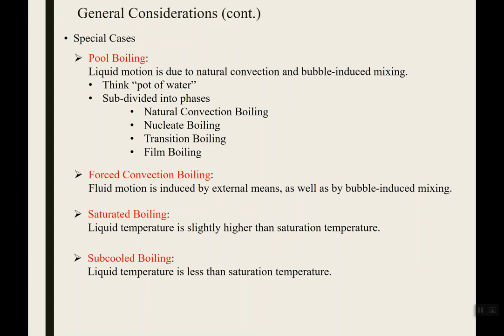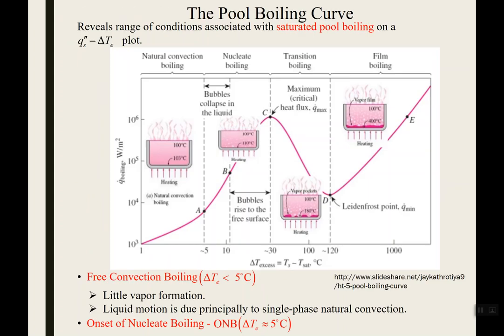We won't focus on those, but that's where your surface may be at a slightly different temperature than your bulk fluid. And so what happens at the surface, you may actually be above saturation temperature at the surface, but then at saturation temperature in the bulk. And in subcooled boiling, you may be subcooled in the bulk and then at or above saturation temperature right at the interface. Okay, so this is something called the pool boiling curve.